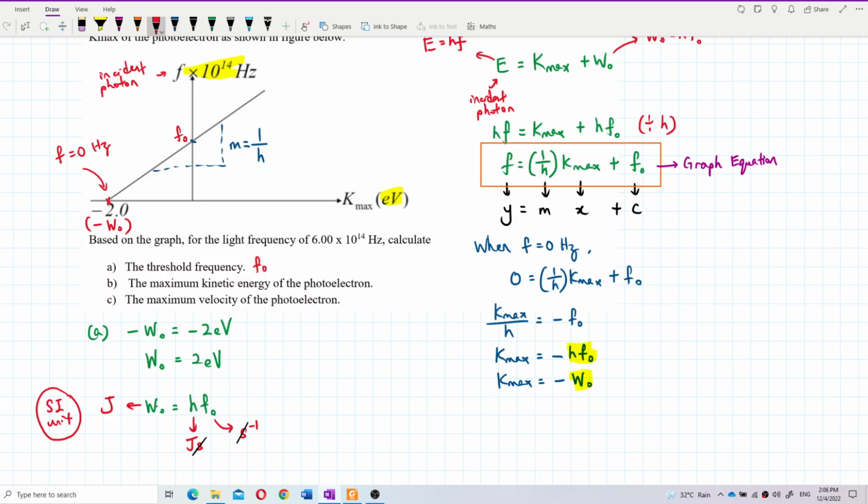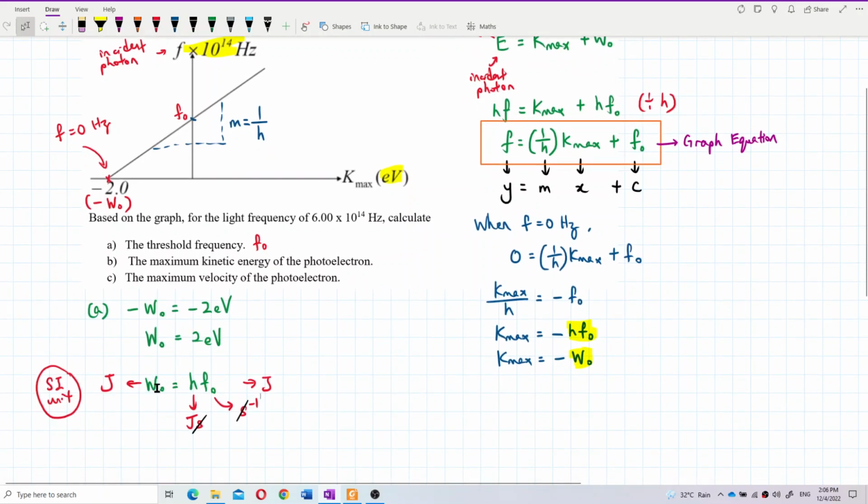So the right hand side over here, h F naught, is also in joule. So this work function must be in joule. You cannot substitute 2 electron volt into here. You must change this electron volt into joule first. So how do we change it to joule?